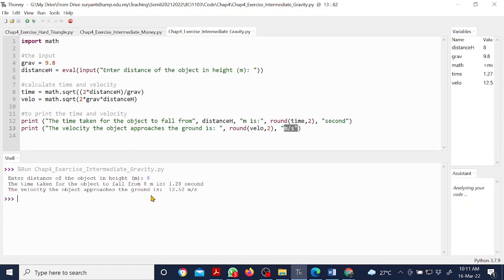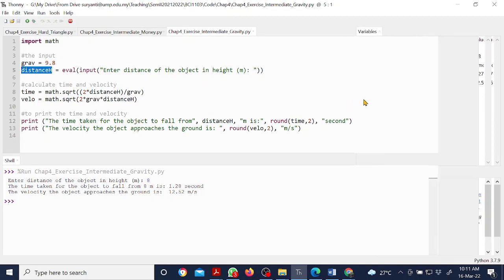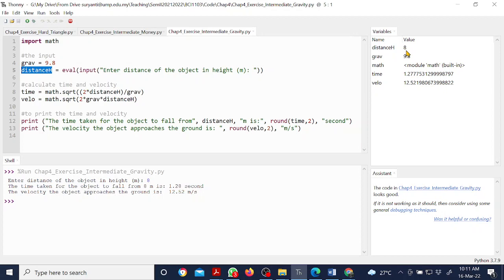If we run it, let's say my distance is 8. So I'm going to have this: the time taken for the object to fall from, until here. And then I have 8 because I entered 8 as my distance. If you see in the variable, I have 8 here, so that's why I print 8.